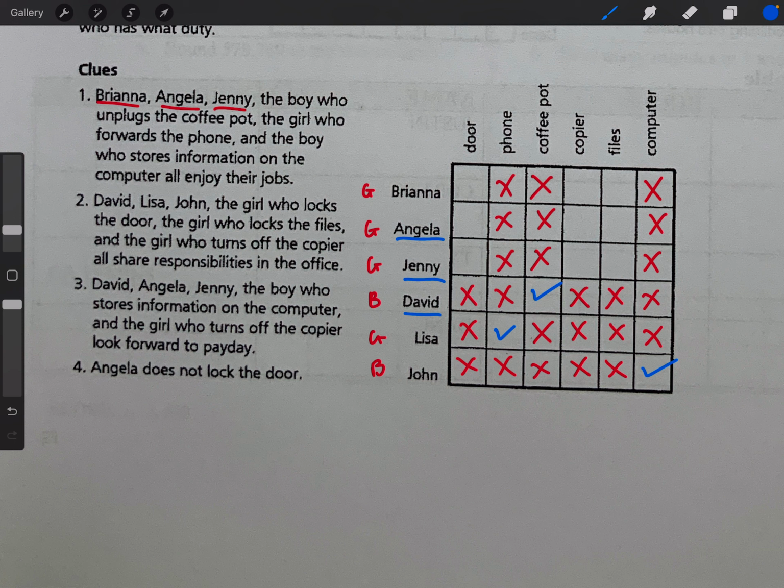Okay, now what else? The boy who stores on the computer, so we did that. And the girl who turns off the copier. Who's the one who turns off the copier? Oh, it doesn't matter who it is. All we know is that whoever turned off the copier cannot be David, Angela, and Jenny. So the copier cannot be David, Angela, and Jenny. So that one cross and cross.